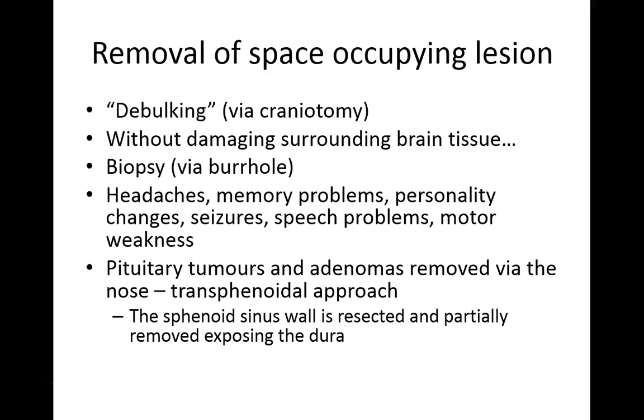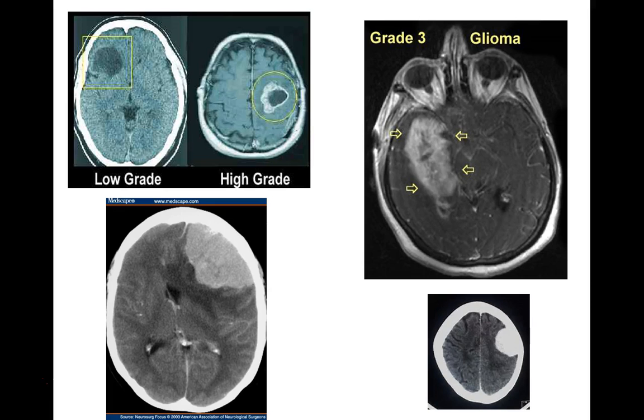So further discussion then in terms of removal of space-occupying lesions. Predominantly tumours this would be, which they'll refer to as a debulking, done through a craniotomy. The idea is to try and remove as much of the tumour as possible without damaging the surrounding brain tissue. This is much easier for benign tumours than for malignant ones, which tend to infiltrate the surrounding brain tissue, which you can see here.